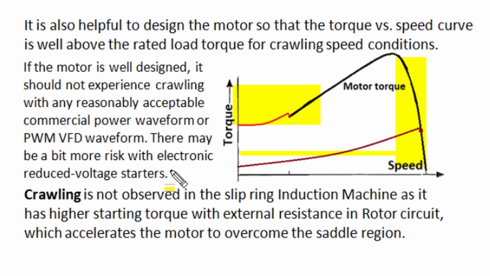One important thing is that crawling is not observed in slip ring induction motors, where we can improve starting torque by addition of extra resistance in the rotor circuit. That additional starting torque capability will quickly accelerate the motor, overcome this crawling saddle region, and shift the motor to the final stable region very close to synchronous speed with a small amount of slip. So the crawling problem is not noticed in slip ring induction motors. It is a problem only of squirrel cage motors with a small amount of starting torque, or motors started with reduced voltage type starters.